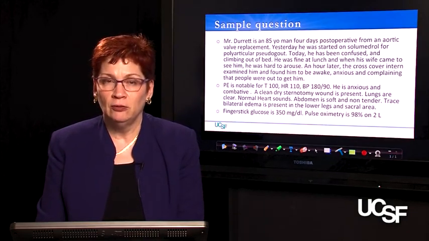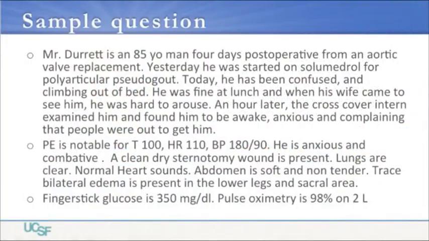Here's a sample question. You remember Mr. Durrett. We've seen him before. Mr. Durrett is not having a good week. He's an 85-year-old man who's 4 days post-operative after an aortic valve replacement. Yesterday, he was started on Solumedrol for polyarticular pseudogout. Today, he has been confused and climbing out of bed.